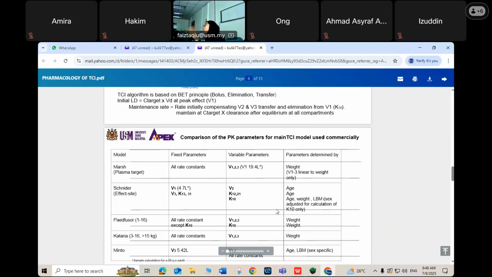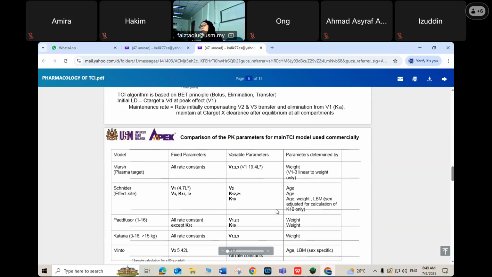Sorry, modified Marsh. Okay. Schneider, let's say in a patient who is obese, actually there's no model that is validated. We have to know that, okay? There's a new model coming out, but it's not available in the machine. Therefore it is for study, for theoretical use. It's not embedded in the machines we use, from the Fresenius Kabi or B. Braun, at least what's available in Malaysia. Maybe in the future, they will embed that model for the obese patient.